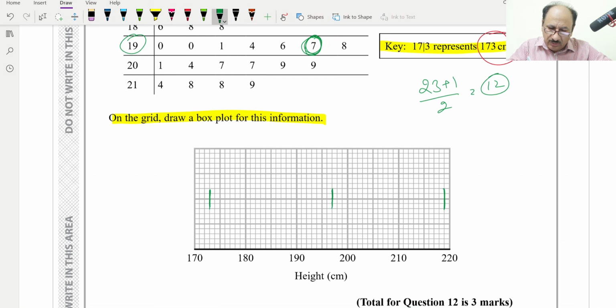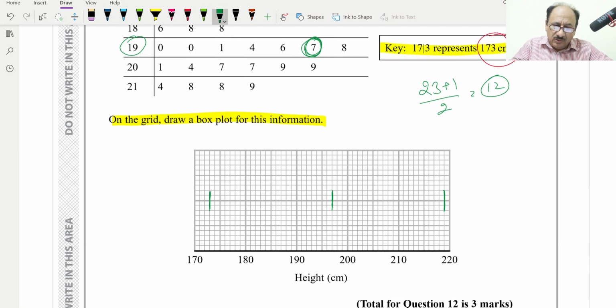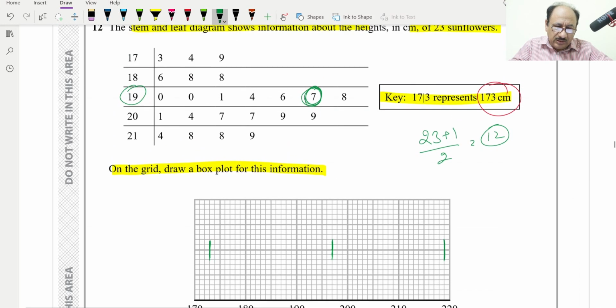So we will draw a line over here, and then we will check for the lower quartile. The lower quartile will be the middle of the lower portion, which is 1, 2, 3, 4, 5, 6, 7, 8, 9, 10, 11, 12. So the sixth value will be this one, and with the combination of 18 it will be 188.